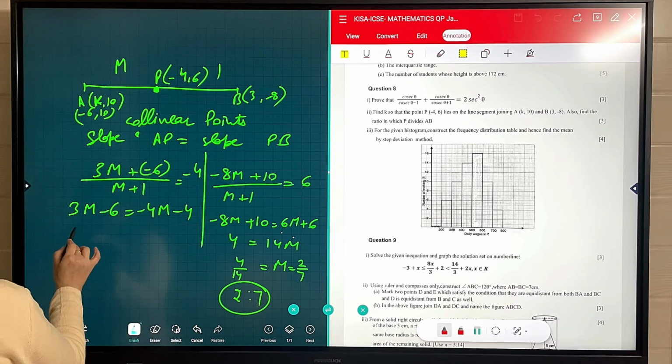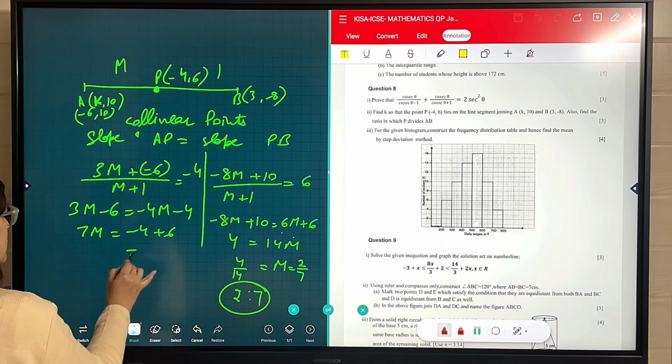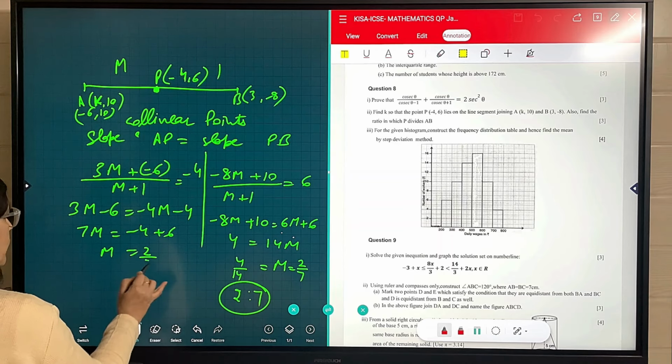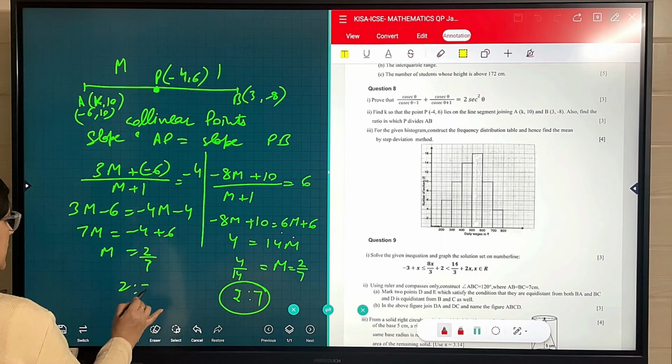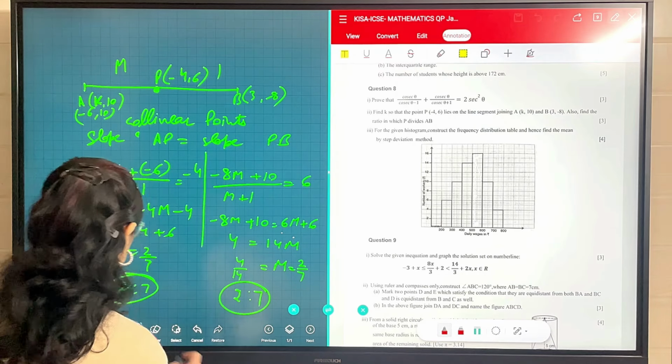So this is 4 plus 3, which is 7m. It is equal to minus 4 plus 6, which means 2. So m is equal to 2 by 7. Again, I am getting the same answer. Either you can take the abscissa or you can take the ordinate.